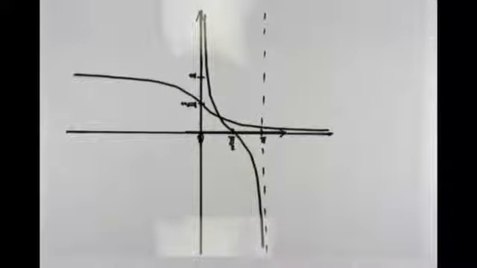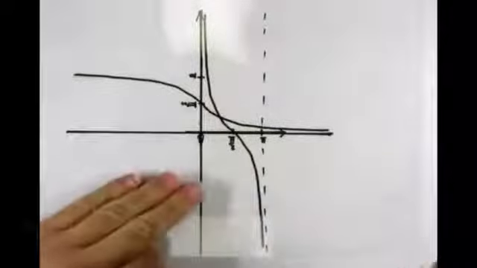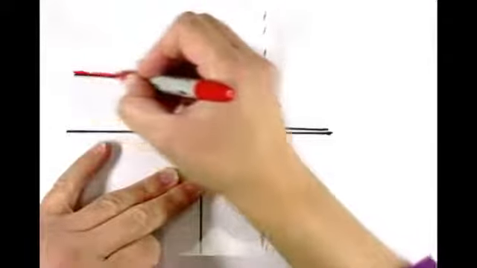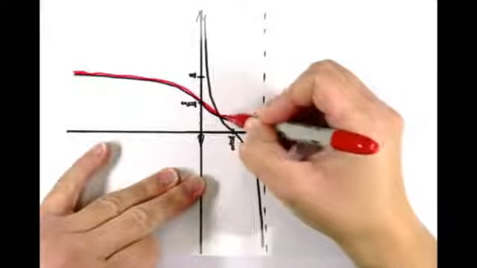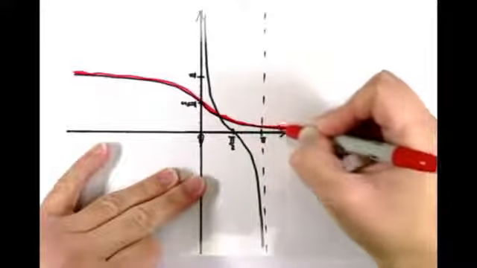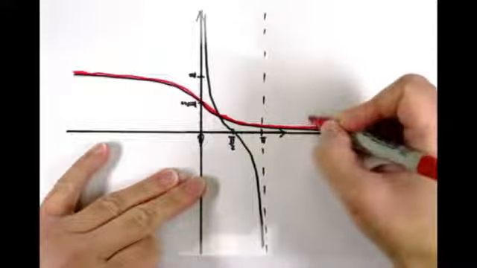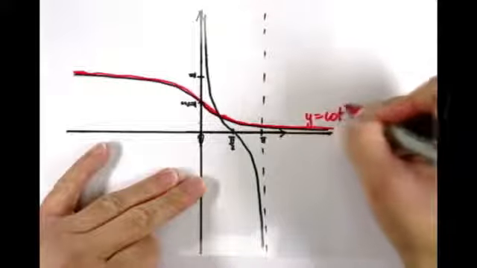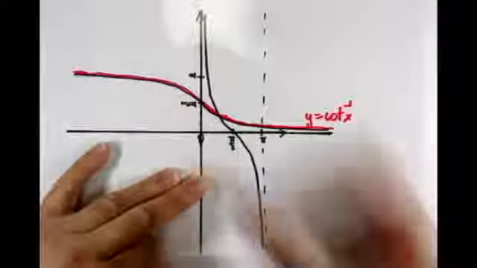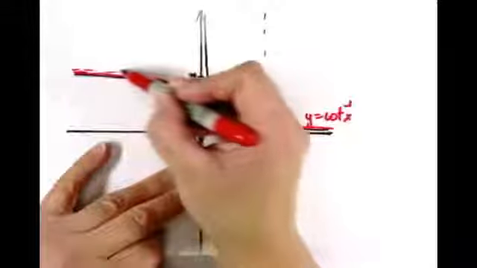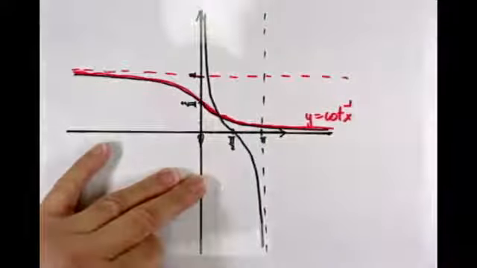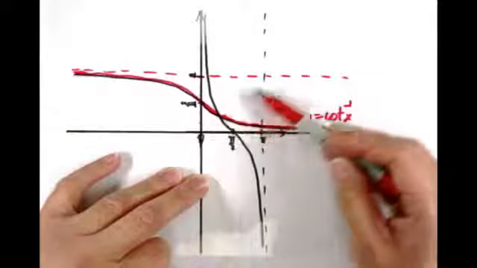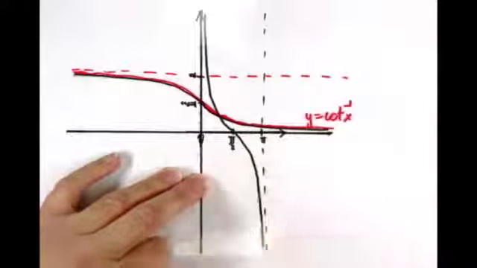Okay, so the red, basically we switch x with y's. So the red graph right here, that's my inverse. This one is y is equal to cotangent inverse x. And in that case we have the asymptote right here at pi, but on the y-axis. And everyone can see that it is reflected by the line y is equal to x.